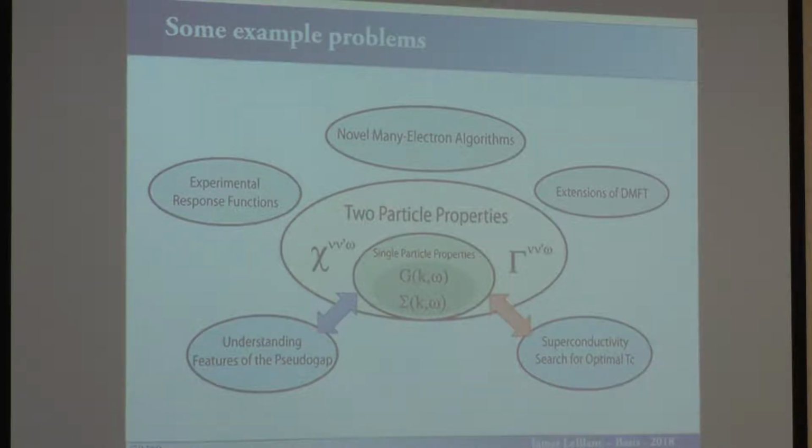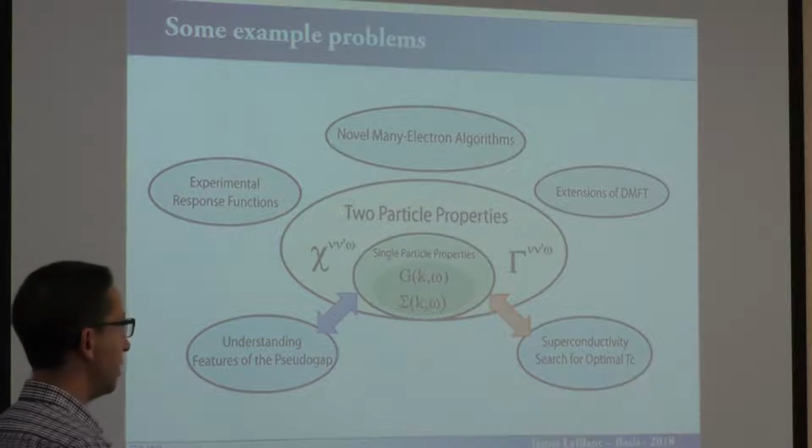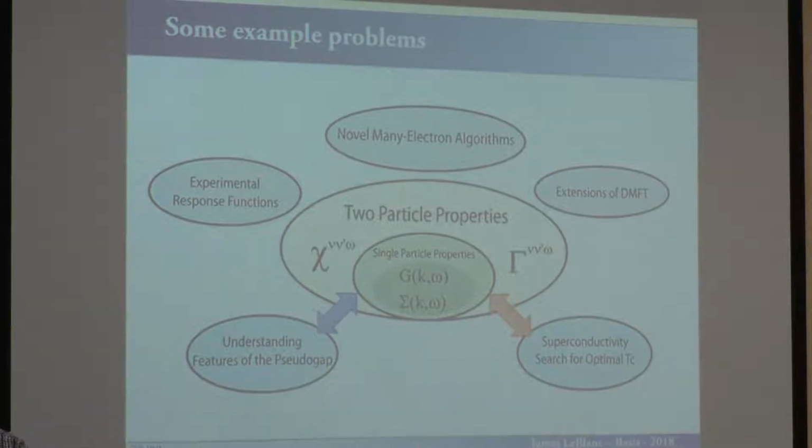So I'm going to use those two particle objects to try and tackle a couple of problems that have existed in the literature. And one of them is understanding the pseudogap physics that occurs in the Hubbard model. And maybe that has some relation to the pseudogap physics that occurs in the cuprates. And then also some suggestions on superconductivity and how we can search for optimal TCs within a particular model. Okay? So these are very specific applications of some of the things I've talked about.